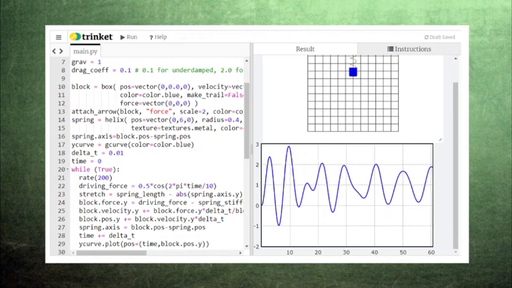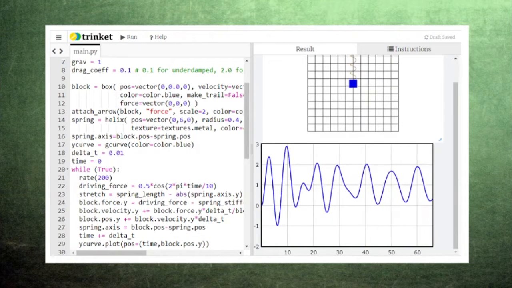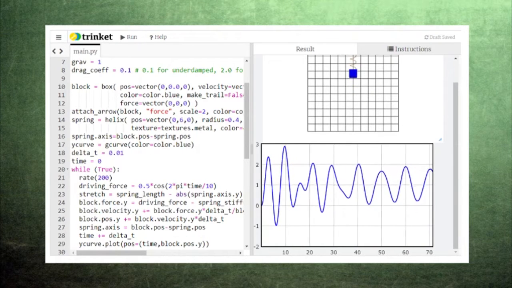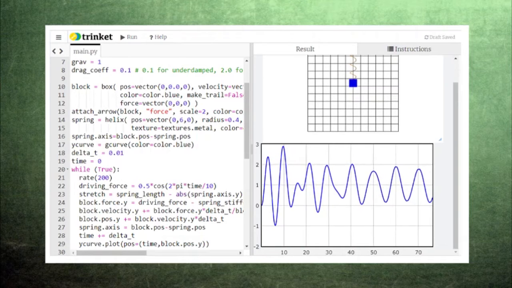It takes many oscillations for the block to reach a regular pattern, but eventually the spring oscillates with the same period of 10 that we used in the driving force.